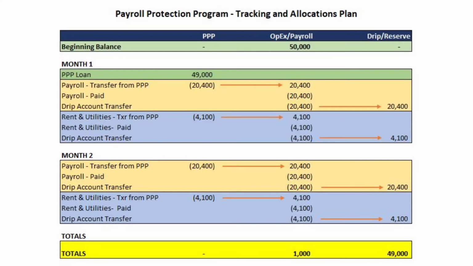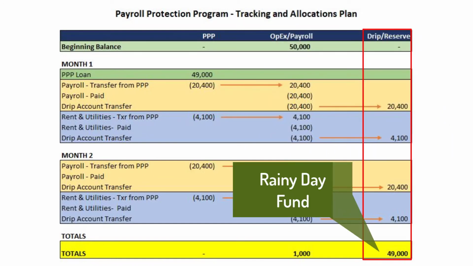So at the end of that 8 weeks, if we've done what we plan to do here, we would have used up our PPP funds, all $49,000 in this case. Our operating account started at $50,000. We will have $1,000 left in that. This is assuming we have nothing else coming in or going out other than these for simplicity. But notice that our drip reserve account now has $49,000 in it, which we then can use for a rainy day fund. We can use if we have a shortage in the future due to this crisis.